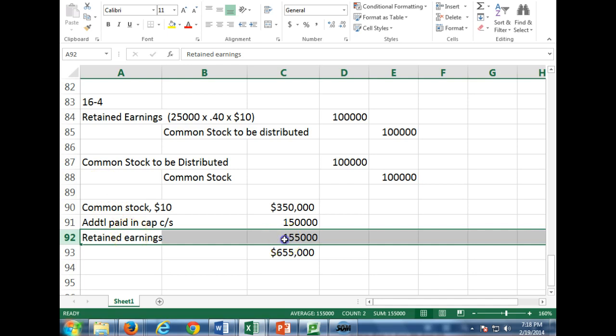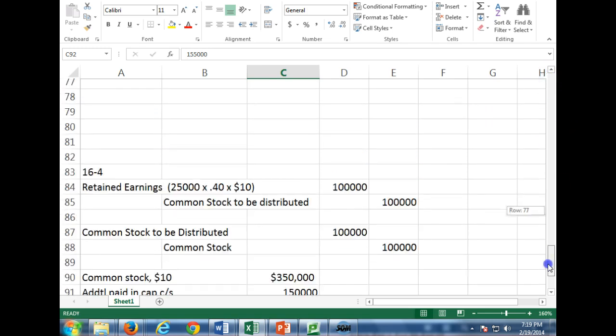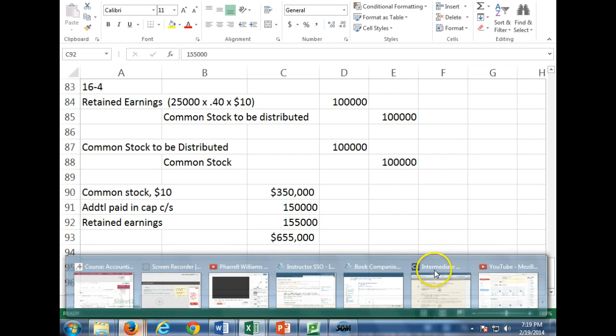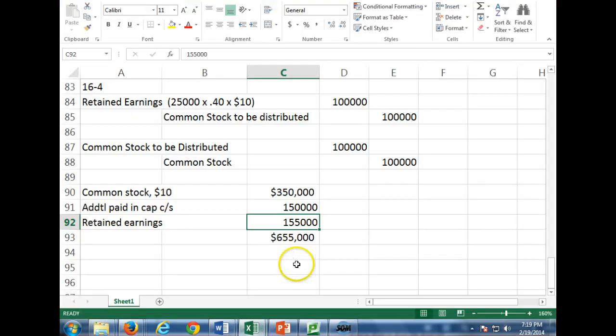And what about our retained earnings? How much are they going to go down? What were they? They were at 200. They're going down 100,000, aren't they? So, do you see how our retained earnings, our stockholders' equity still hasn't changed? But we now have more common stock.